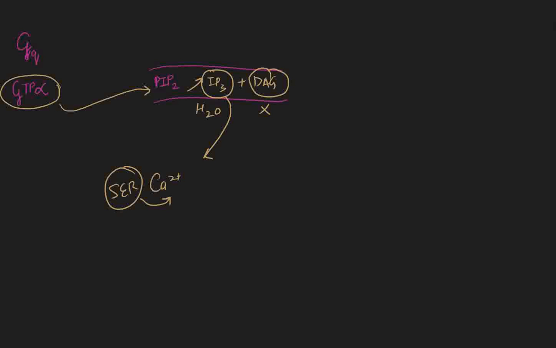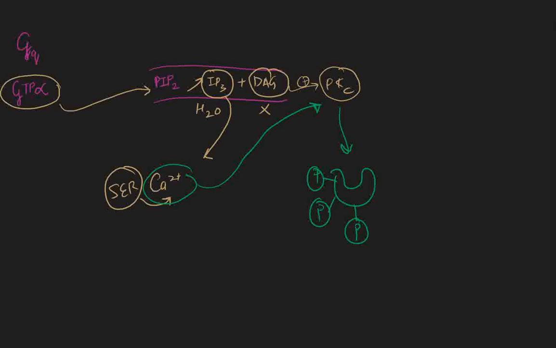Now DAG was obviously not going to be left behind. What it does is it activates your protein kinase C. Now the interesting thing to note here is it activates protein kinase C using the same calcium that IP3 released. So when protein kinase C is activated, it again phosphorylates various enzymes, transporters, ion channels, and brings about the various responses.